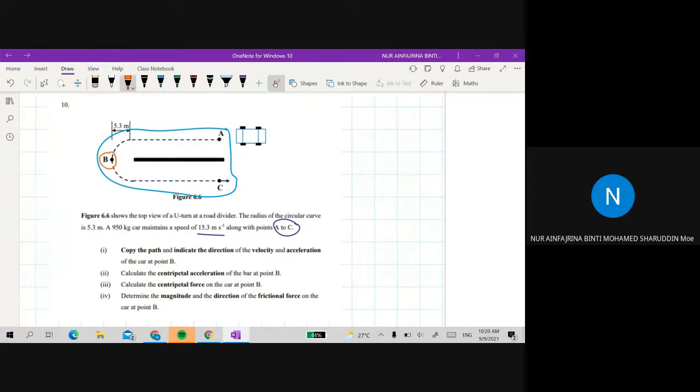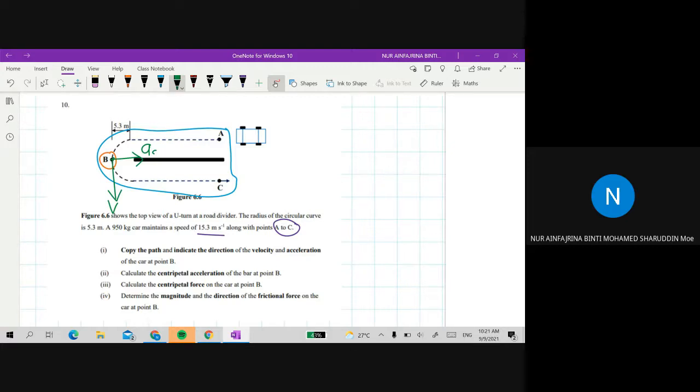So Miss nak tanya, direction of velocity dia ke mana? Anyone? Kanan. Velocity ke bawah. Okay, so dia ke bawah. What about dia punya centripetal acceleration ataupun acceleration dia ke mana? Ke kanan. So awak kena buat macam ni, okay? So you lukis balik path tu, then you buat macam ni. You letak direction of velocity dengan acceleration. Okay, boleh? Okay, next question.